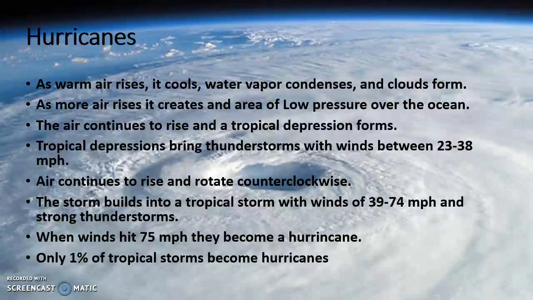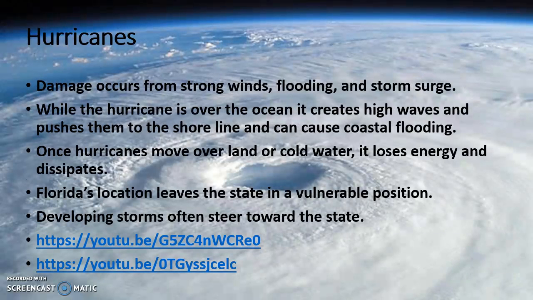As crazy as that sounds, given that we've had four this summer that were major hurricanes, statistically only 1% of tropical storms become hurricanes. So, because we name them from A to Z, out of the 26, only 1% of them will actually become a full blown hurricane.